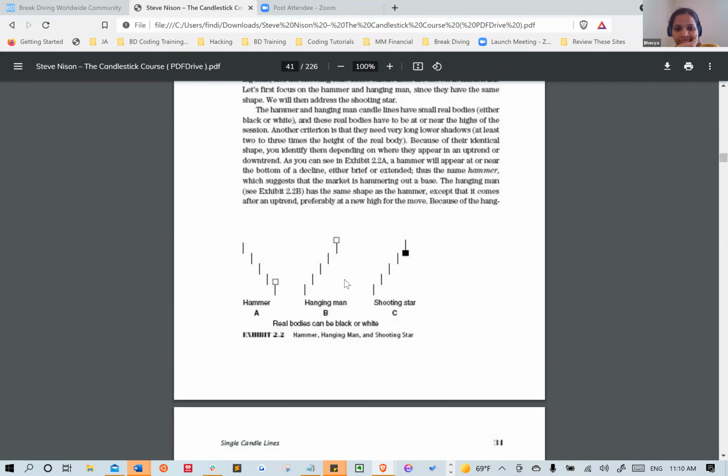And how do we know about the hammer? The hammer, all right, the hammer is hammering out a base.